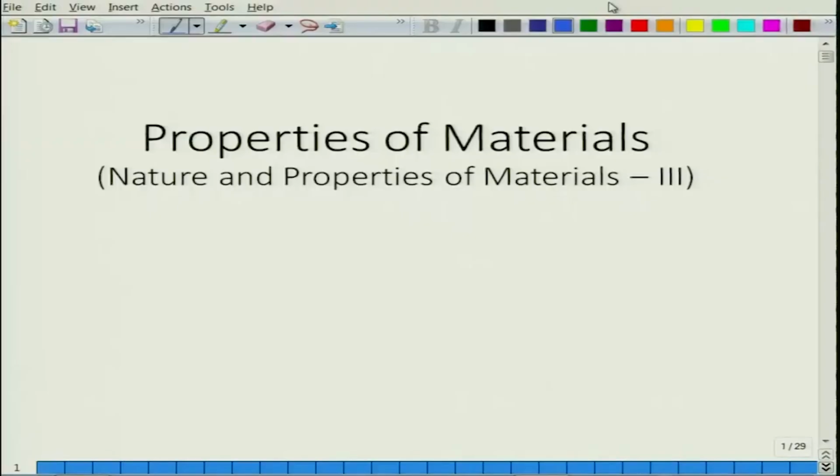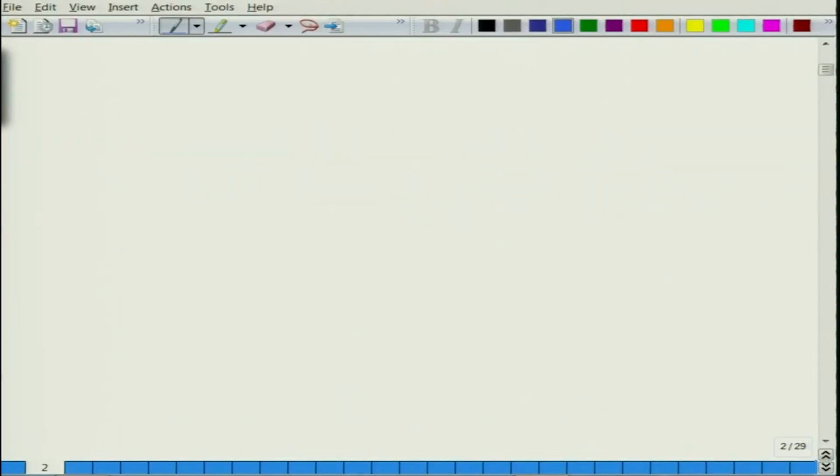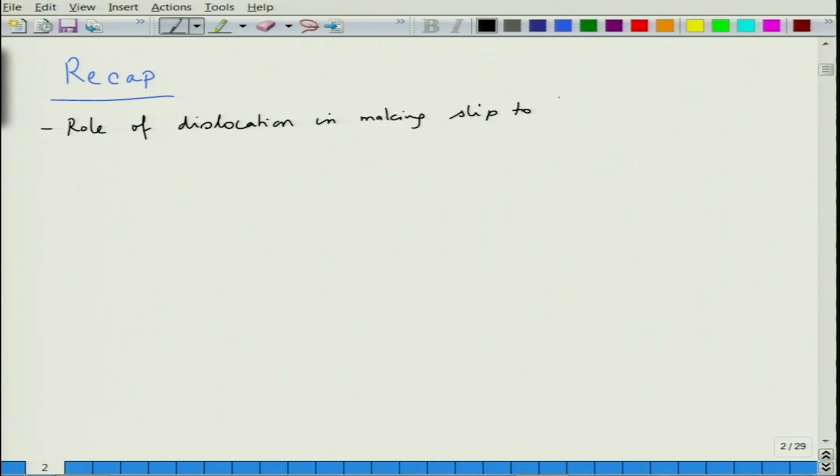So welcome again to the new lecture of the course, Properties of Materials. Let's start with where we were and what we did earlier. We looked at the role of dislocations in making slip happen, and this is basically by dislocations reducing the stress required.